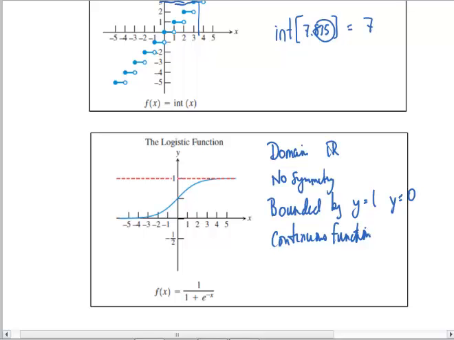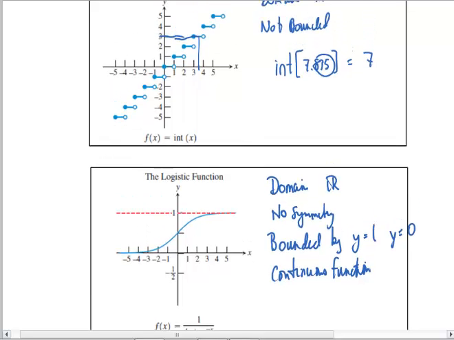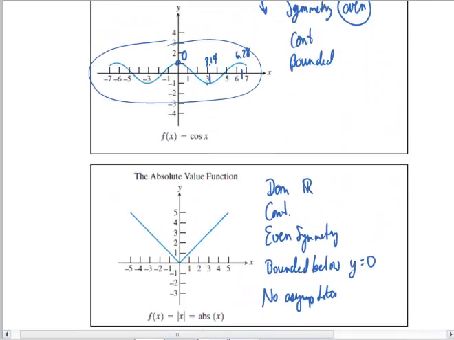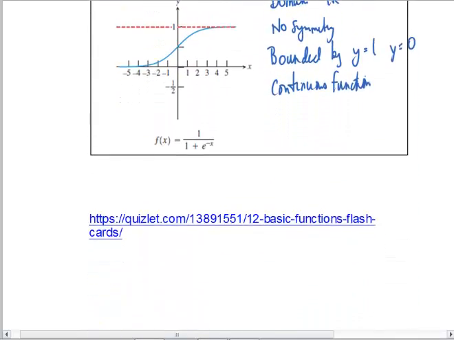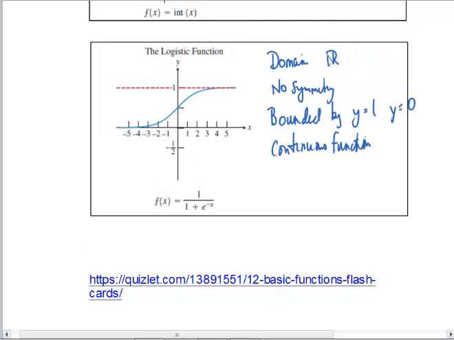So you should be able to graph any one of these functions when asked to, and answer all of these questions as far as domain, continuity, boundedness, asymptotes. Oh, I'm sorry, on this one here for logistic, I nearly forgot. There's a horizontal asymptote at y equals 1.